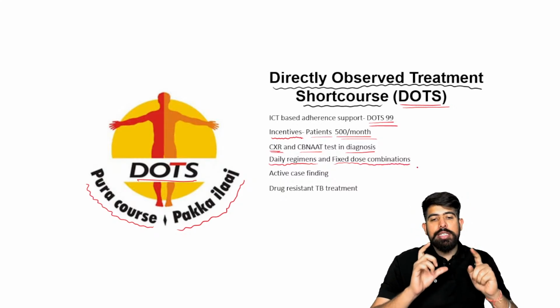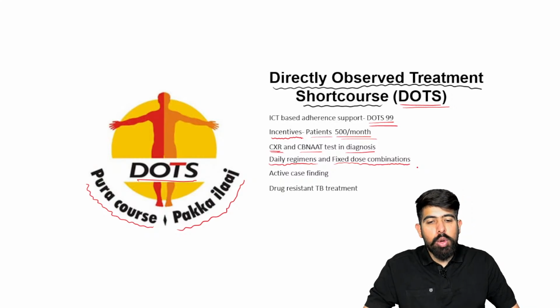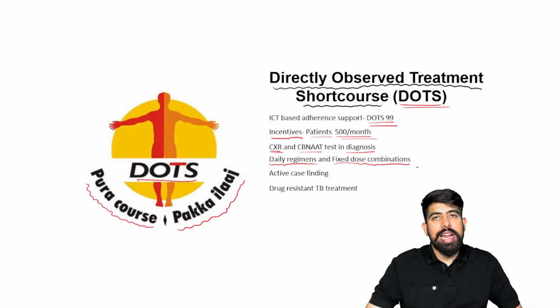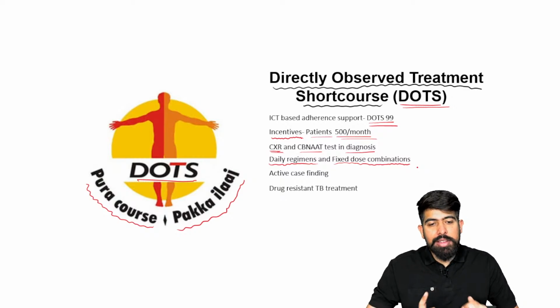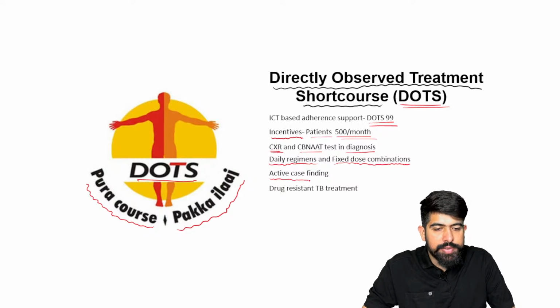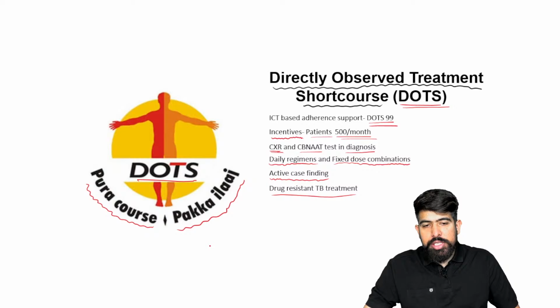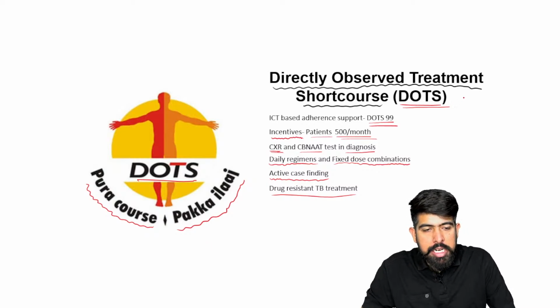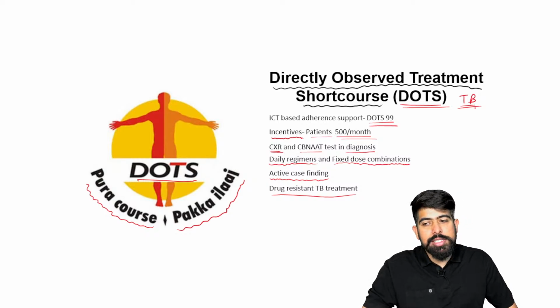In this pack of Dot 99, or DOTS, what is given? There is a combination of anti-tuberculosis drugs. All the anti-tuberculosis drugs in a fixed dose should be given in this regimen, right? It is a daily regimen, so the patient has to take this medicine daily. That's why active case finding is also used. In this we are also using drug resistant TB treatment. This is for tuberculosis only, so DOTS is also for tuberculosis.